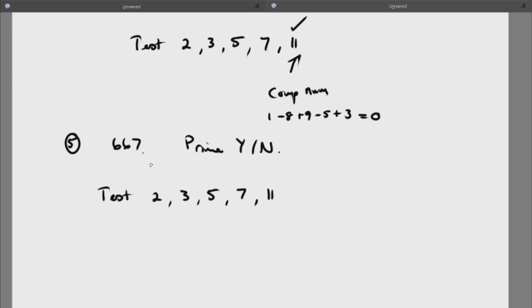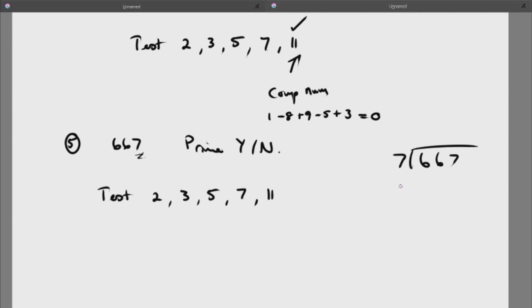Am I going too fast? Where did I lose you? 2? 3? 2 is okay. 3? I have to add up the digits and they don't work. 5, I just look at that last digit. That's a no. 7, there's no real shortcut that's worth it.